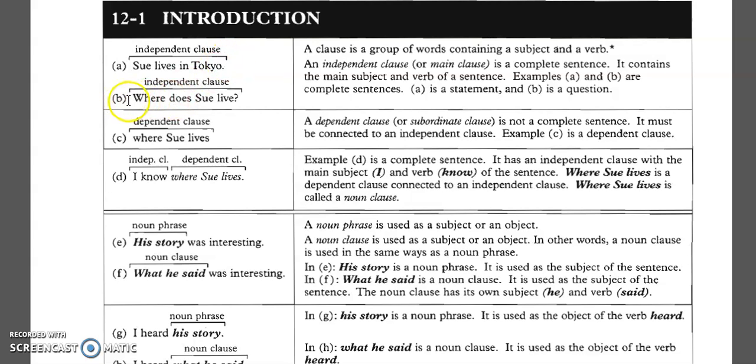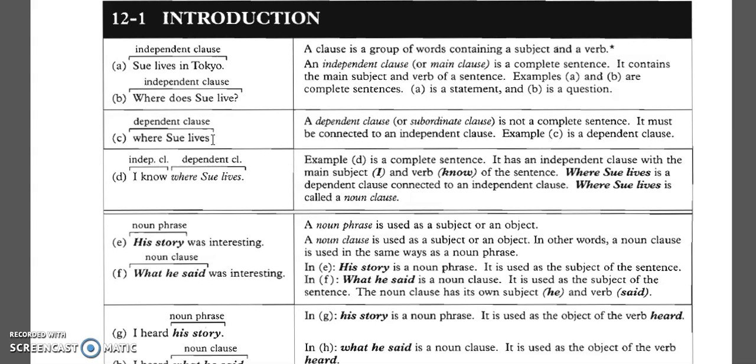And then on B, where does she live? This is also an independent clause or also a sentence, ya. And then there is a dependent clause. For example, where she lives. Nah, ini dia tidak bisa jadi sentence ya, makanya namanya dependent clause. Nah, sedangkan sentence itu sendiri dia bisa terdiri dari beberapa klausa. So there can be 2, 3, 4 clauses in one sentence. Jadi bisa ada lebih dari satu klausa dalam sebuah sentence.